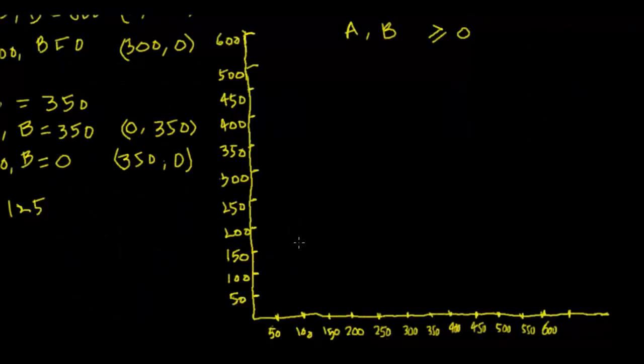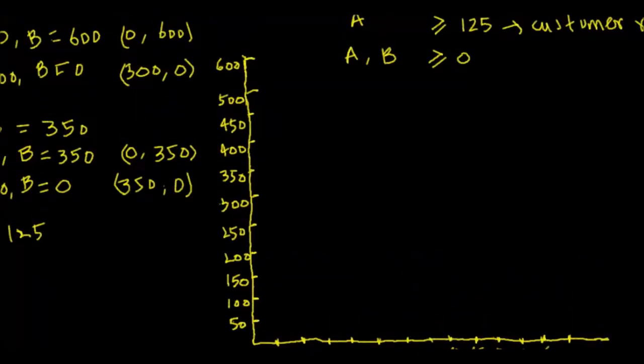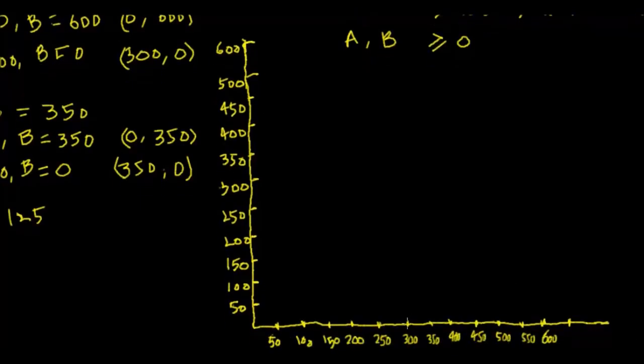Yeah, I've drawn a graph here. So first I'll plot the first constraint, for which I've got 2 points, 0, 600 and 300, 0. 0, 600 is somewhere here, and 300, 0 is somewhere here. So I'll connect these 2 points and get my first line. Once I get my first line, this satisfies the equation but not the inequality part.